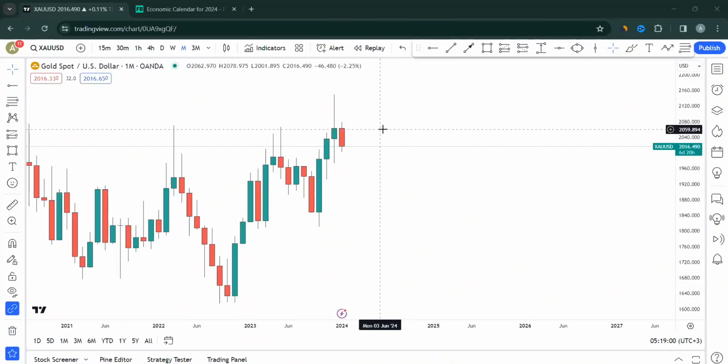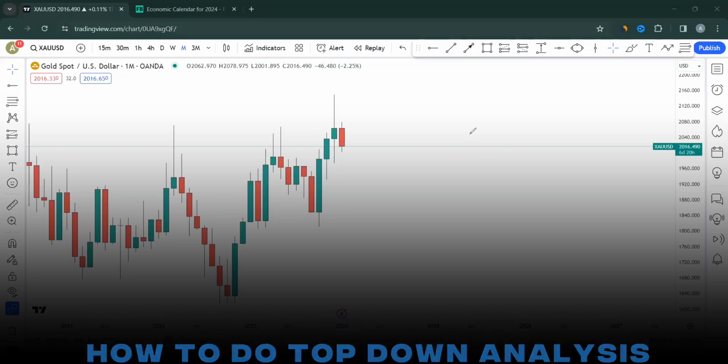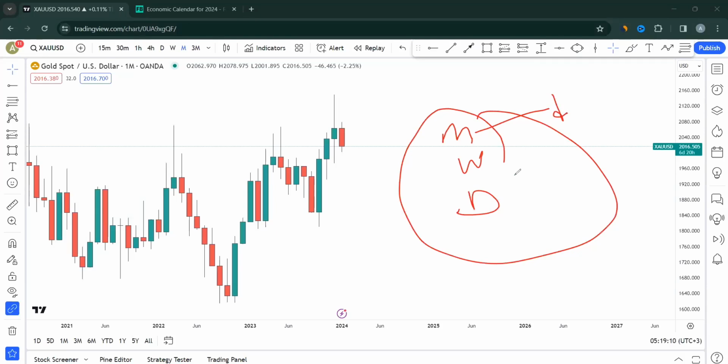So in this video, we're going to be looking at how to do top-down analysis for intraday traders. You guys all know that on our channel, we normally start from monthly, weekly, and daily. This one gives us the direction. This one gives us the structure for swingers. This one gives us structure for intraday and below.